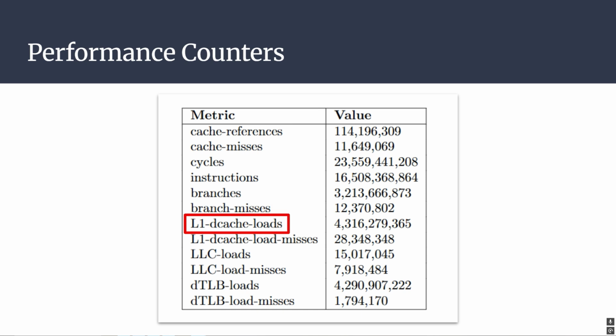L1 dcache loads is the number of read operations from the level 1 cache. L1 dcache load misses is the number of times loads miss the L1 cache and are fetched from lower levels or even main memory. The LLC loads is the loads that access the last level cache. The LLC load misses is loads that miss the LLC and had to go to main memory. The DTLB loads are memory loads that require translation via the translation lookaside buffer. And the DTLB load misses is TLB misses that need a full page table lookup.